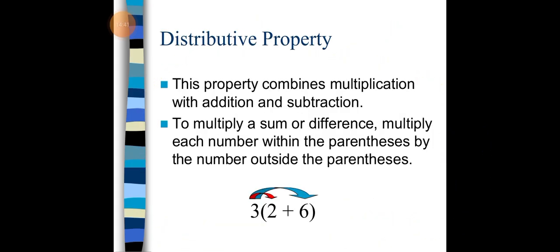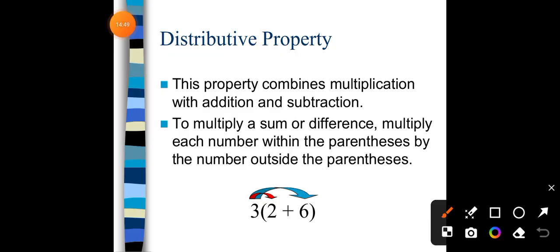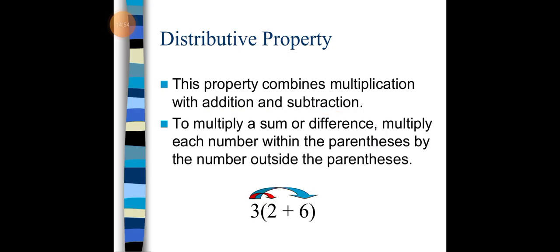Now the distributive property has two main points. This property combines multiplication with addition and subtraction. You cannot deal with division in this case. You can only deal with addition or subtraction with the distributive property. You need to know that multiplication can only combine with addition and subtraction, nothing else.